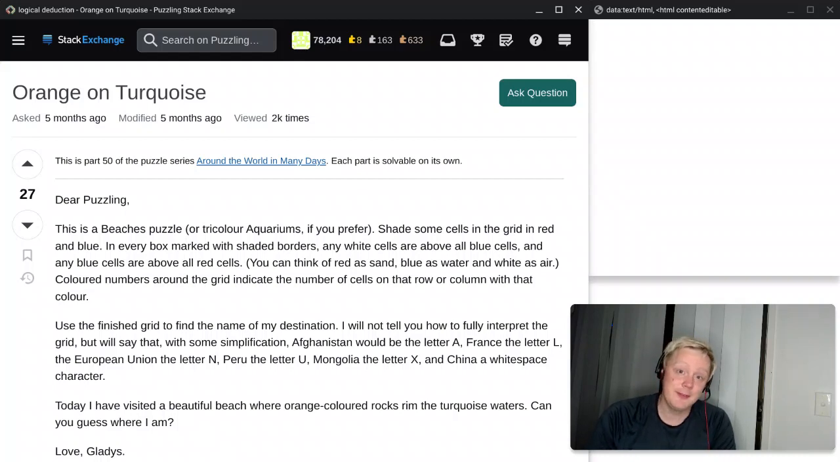Today's episode is number 50 and it's titled Orange on Turquoise. That's right, 50 puzzles already in this series. It's a golden jubilee, if you will. Hooray us. Anyway, let's look at what Gladys writes just this time.